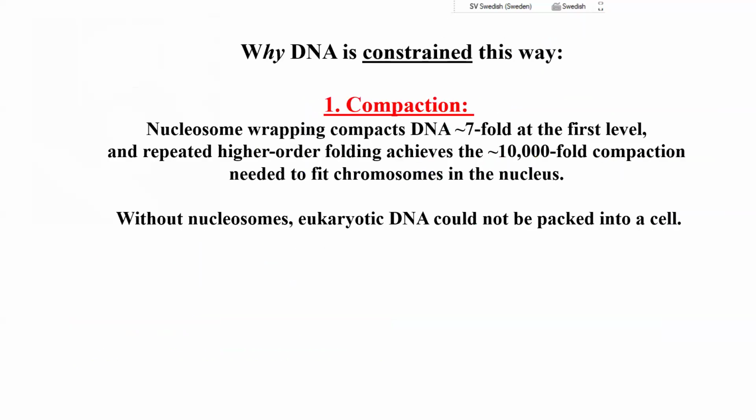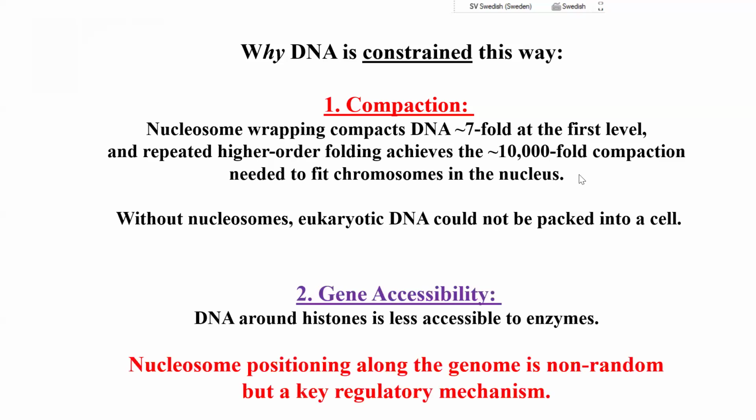So why is DNA constrained this way? Yeah, of course, one reason is compaction. Nucleosome wrapping compacts DNA already 7 times in this first level, but then it has to be compacted repeatedly, and finally it reaches 10,000 times compaction, and that's exactly what it needs to fit in the nucleus. And without nucleosomes, our DNA could not be packed into a cell.